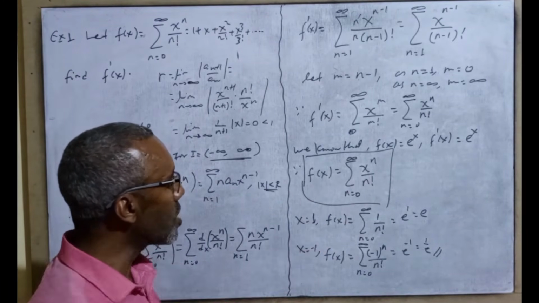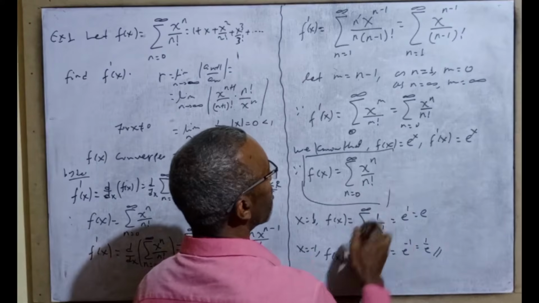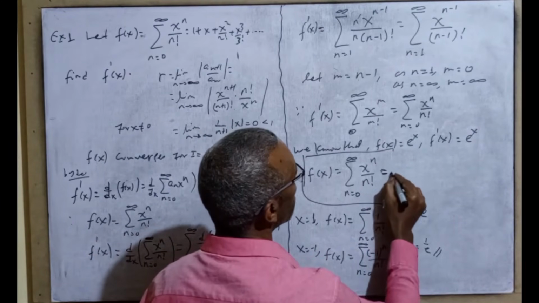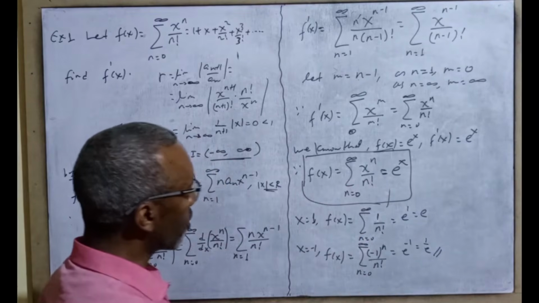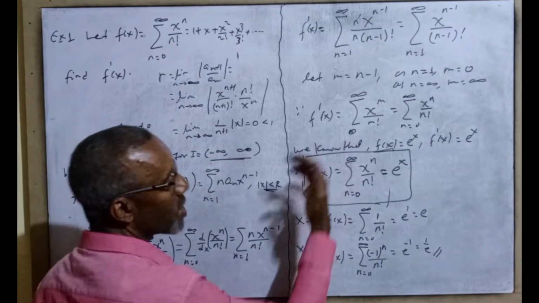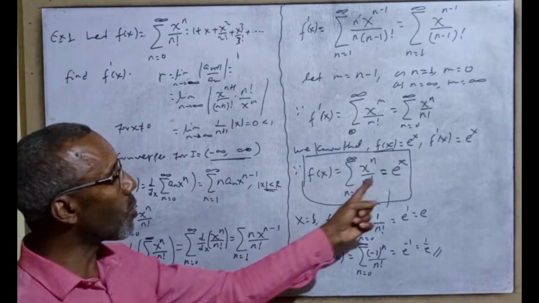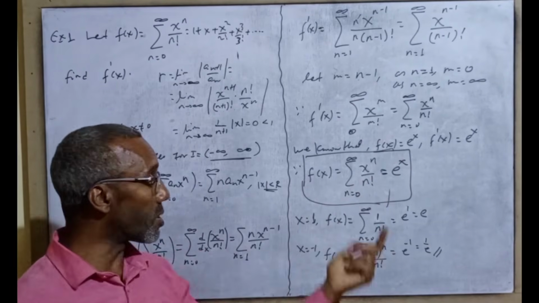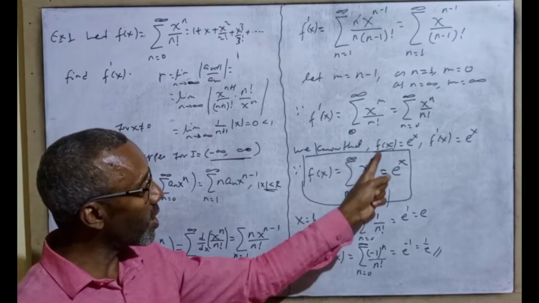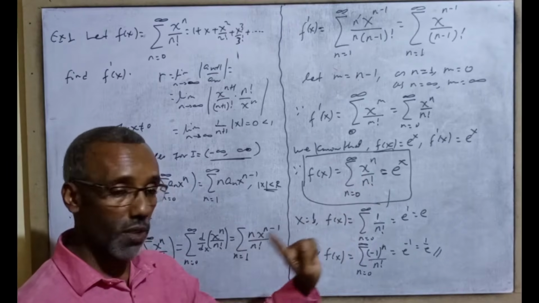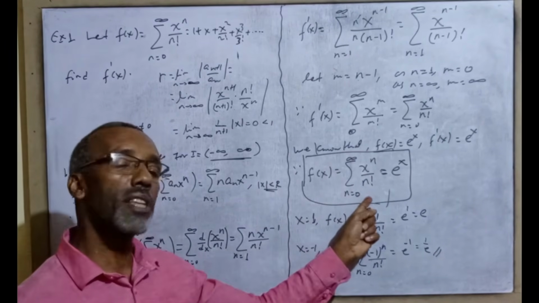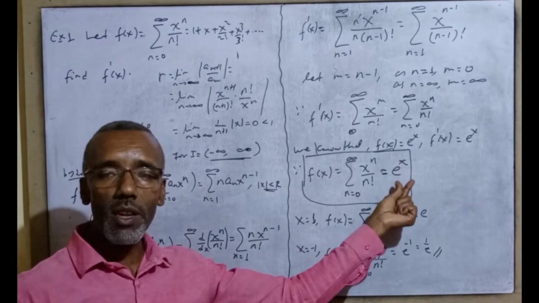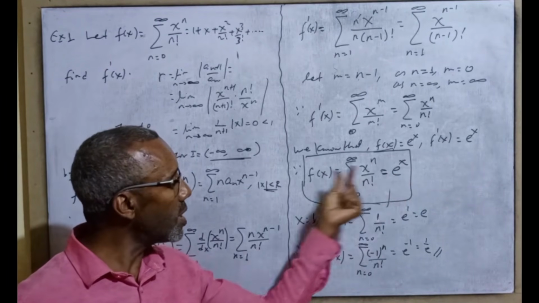If f of x is e to the power of x, what will its power series representation be? The power series representation of f of x is equal to e to the power of x, which is the sum of x raised to n over n factorial, where n runs from 0 to positive infinity. If we differentiate this function, we get back e raised to x.